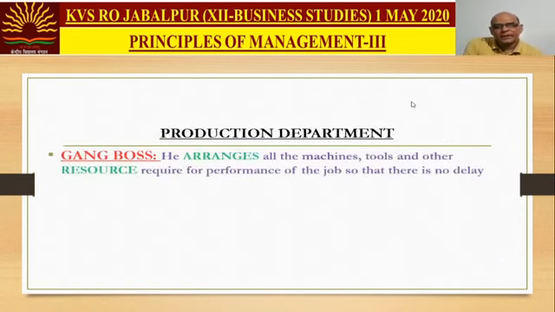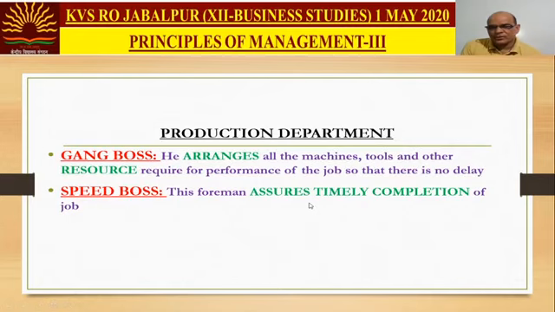In production department there were 4 bosses. First is gang boss. His duty is to arrange all the machines, tools and other resources required for performance of the job, so that there is no delay. Remember, this is the production department and their main task is to execute. Planning department's main task is to plan the things, and production department has to execute the plans made by planning department.